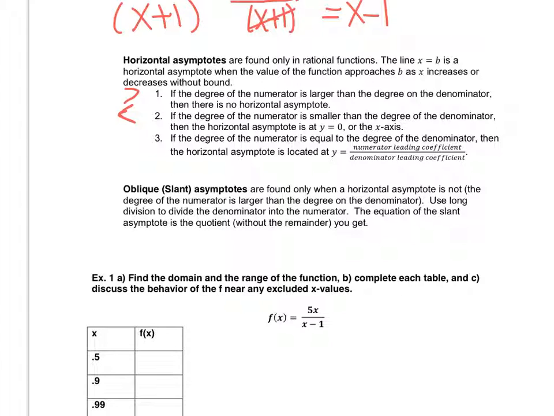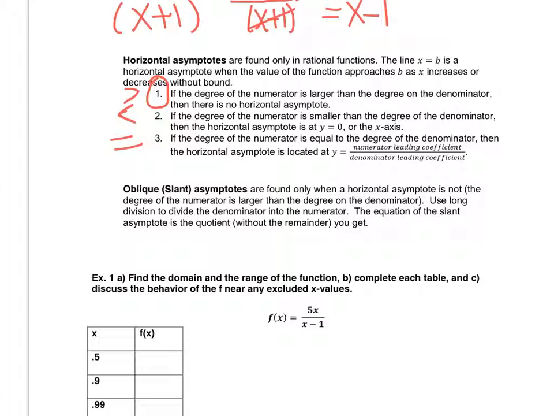If the degree on the top is equal to the degree on the bottom, then you use the leading coefficients of the top and the bottom to figure out where your horizontal asymptote is at. And we'll do an example. An oblique asymptote. Now these are found only when case number 1 is true. So the degree of the numerator is larger than the degree of the denominator.